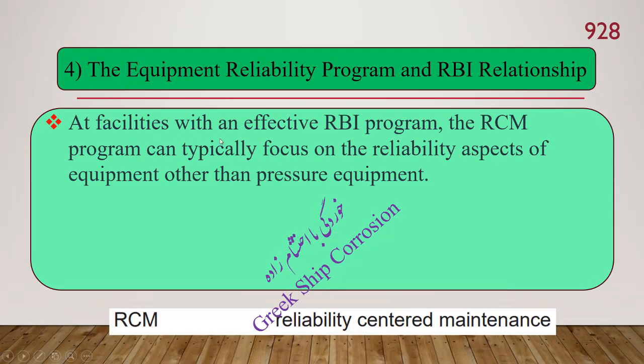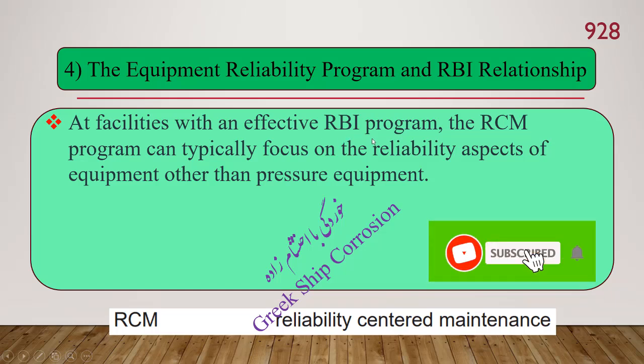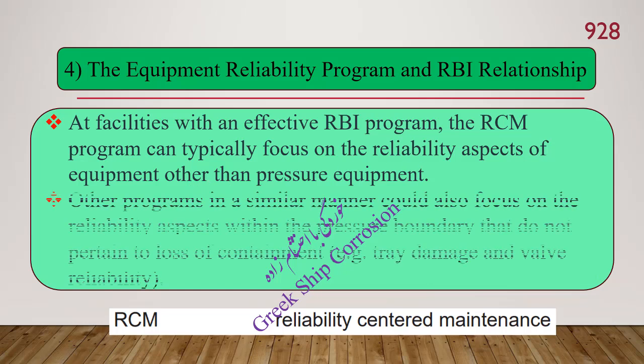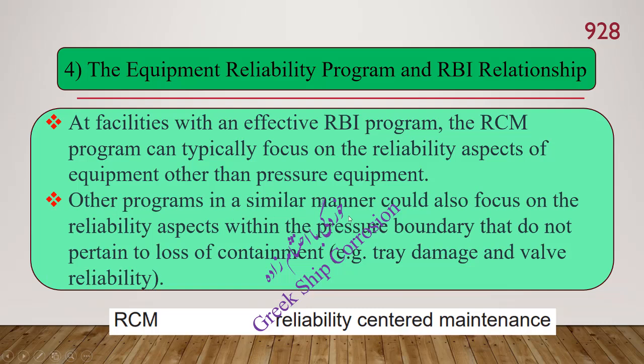At facilities with an effective RBI program, the RCM program can typically focus on the reliability aspects of equipment other than pressure equipment. Other programs in a similar manner could also focus on the reliability aspects within the pressure boundary that do not pertain to loss of containment, for example, tray damage and valve reliability.